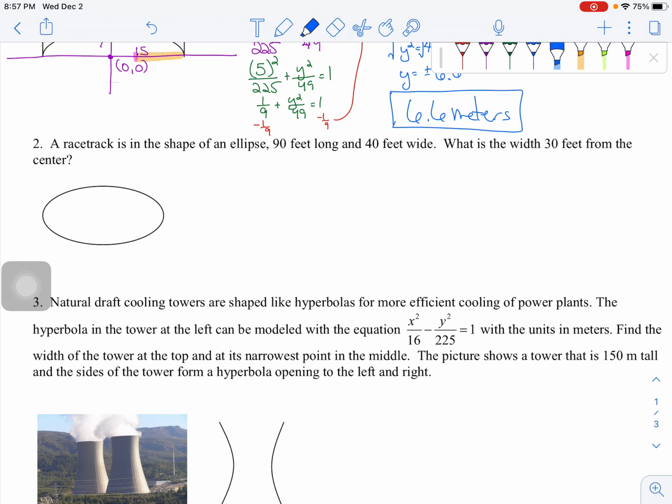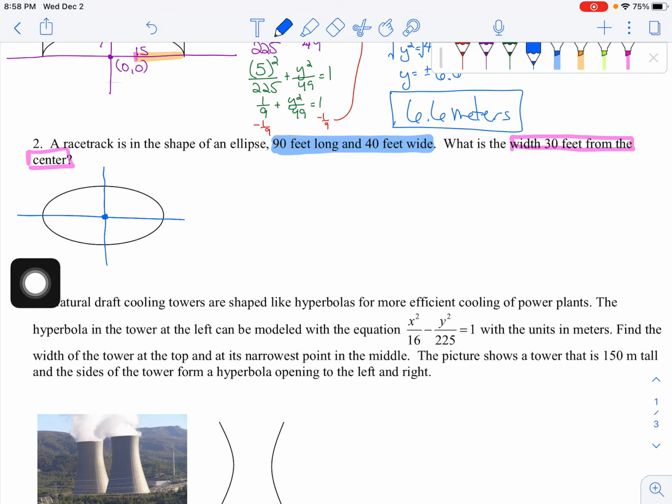All right, we have another ellipse problem. We have a racetrack in the shape of an ellipse. It is 90 feet long and 40 feet wide. What is the width 30 feet from the center? So because we can make this ellipse be anything we want it to be, as long as it's 90 feet long and 40 feet wide, I would 100% place the origin at your center. That just makes writing the equation that much easier, and makes working with the numbers that much easier too.